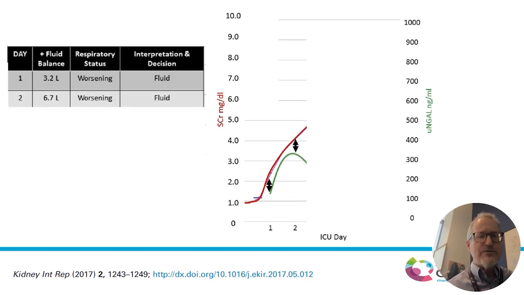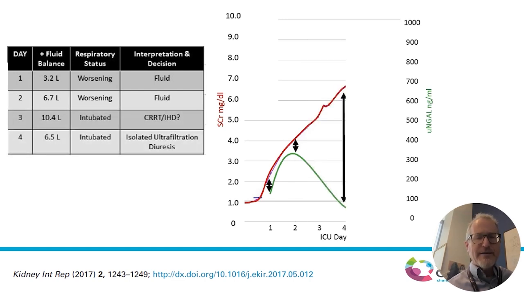Then on day 2, he's 6.7 liters volume overloaded, worsening respiratory status. Fluid, again, is the interpretation, and the creatinine continues to rise. Now it's almost up to 5. But look at his NGAL in green. It's starting to come down. So we felt, okay, this is likely recovering mild structural AKI, but is more predominantly functional AKI.